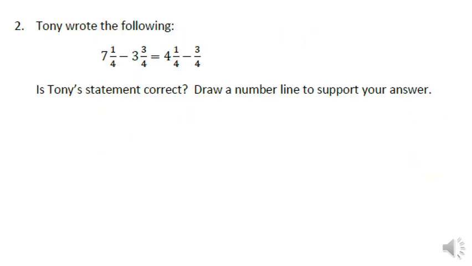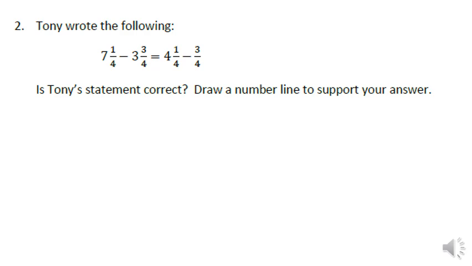Now, the first day we only said you have to do the problems on the first page. I'm going to go ahead and continue for the whole lesson. So if you want to, you can stop at this point and wait till tomorrow, or you can continue working on the homework. Tony wrote the following: 7 1/4 minus 3 3/4 equals 4 1/4 minus 3/4.